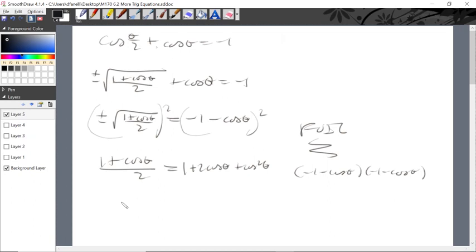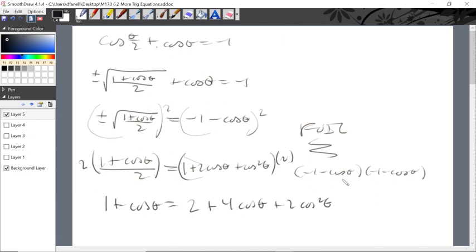So continuing from this point, I'm going to multiply both sides by 2. We have 1 plus cosine theta equals 2 plus 4 cosine theta plus 2 cosine squared theta. All right, so again, I'm multiplying both sides by 2 to cancel the common denominator.